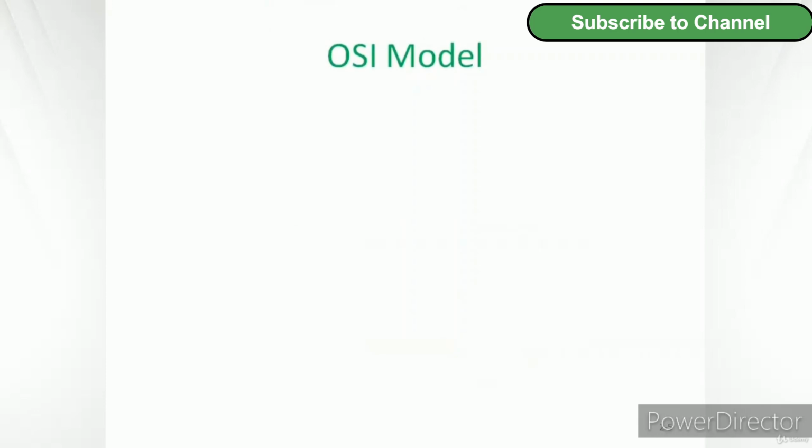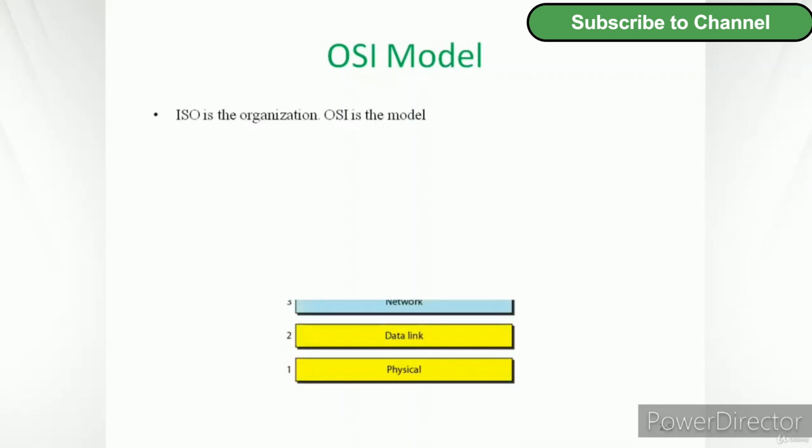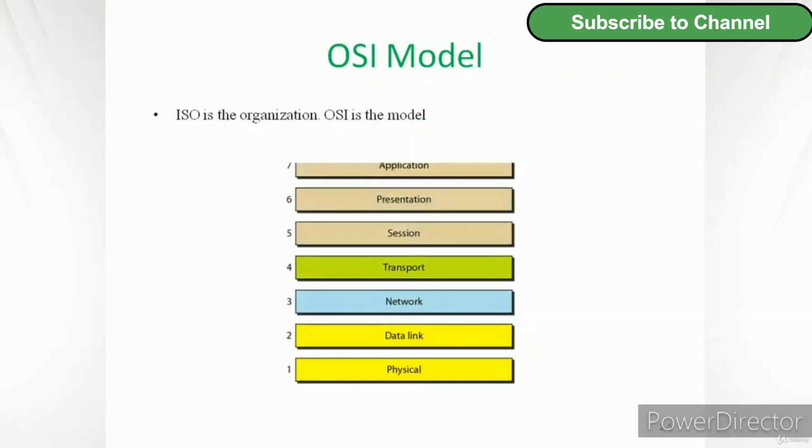Next we have to study the OSI model. Now, what is the OSI model? We will see it in detail. You can see it has different layers. There are 7 layers. The first one is the physical layer, then data link layer, network layer, transport layer, session layer, presentation layer, and application layer. Here the ISO, the International Standard Organization, developed this OSI model. OSI is the Open System Interconnection model.